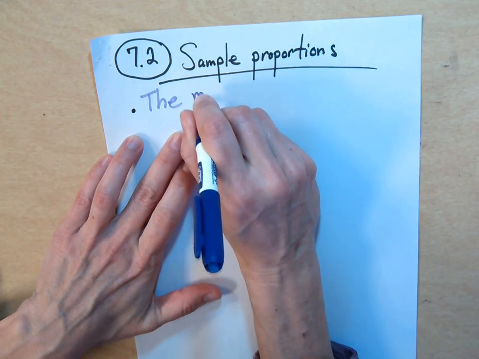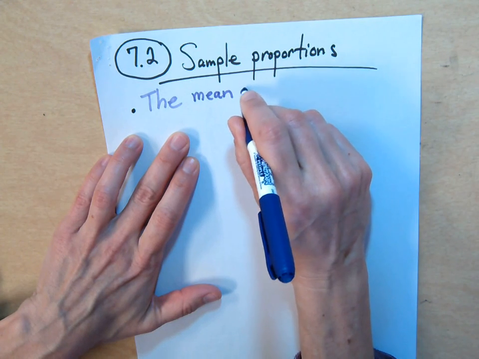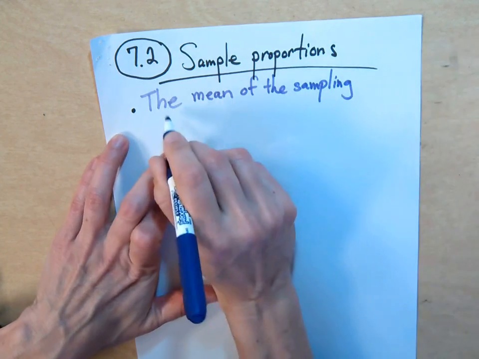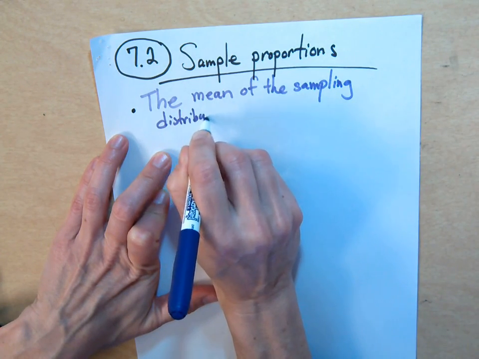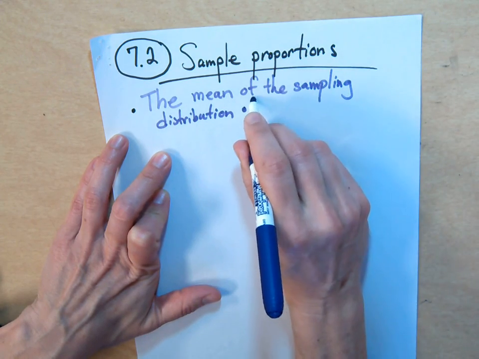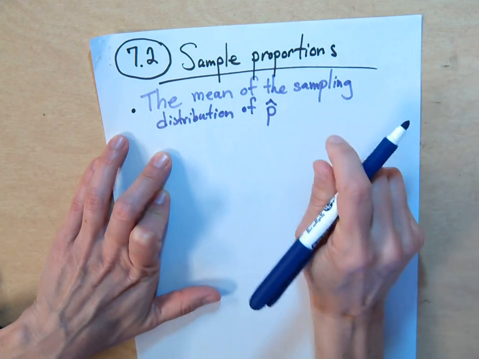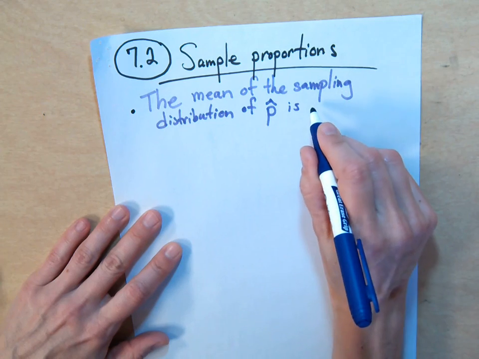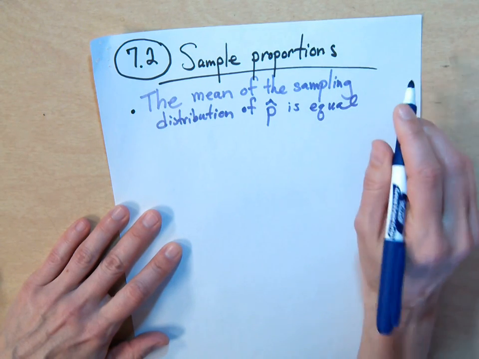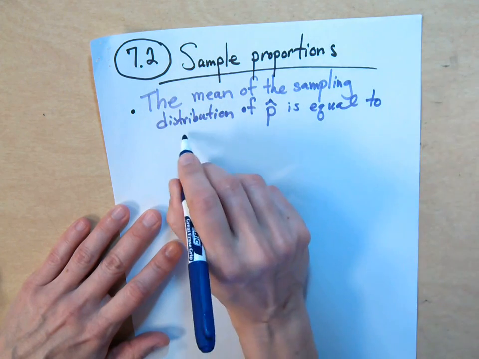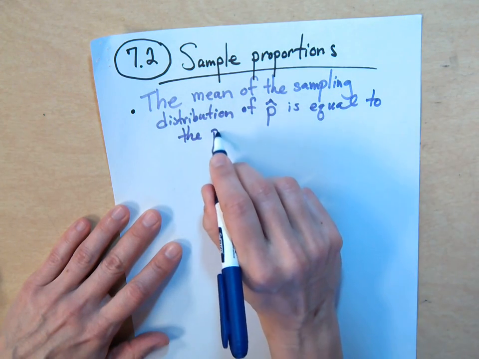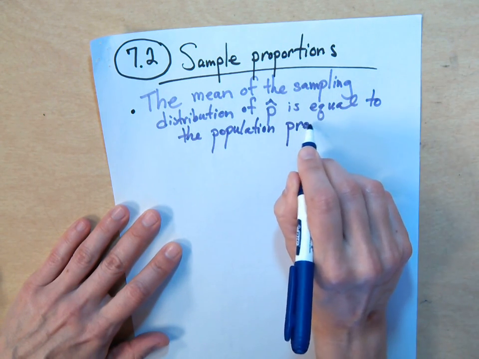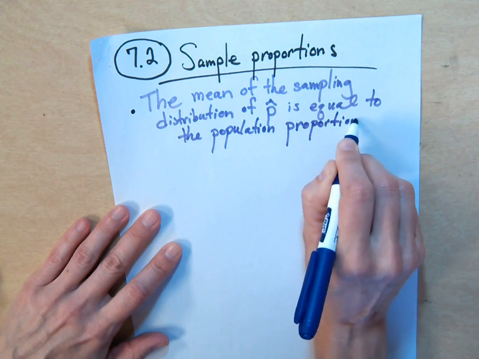So basically this is the mean of the sampling distribution, the mean of the sampling distribution of p hats, the sample proportions, is equal to, it's a very easy formula to remember, it's just equal to the population proportion. So hopefully you know now what that entire sentence means, and we can write it with this notation.